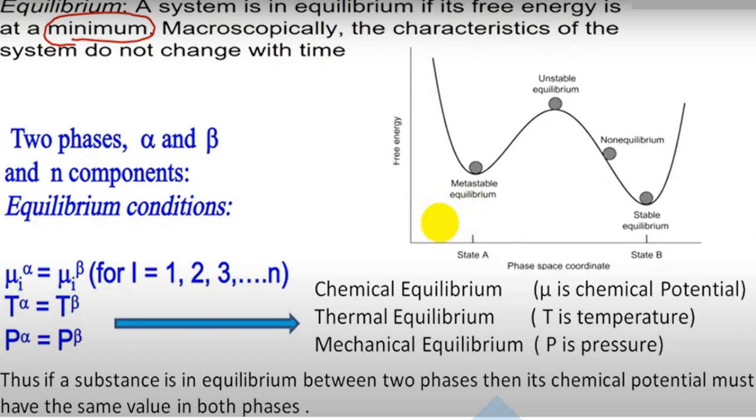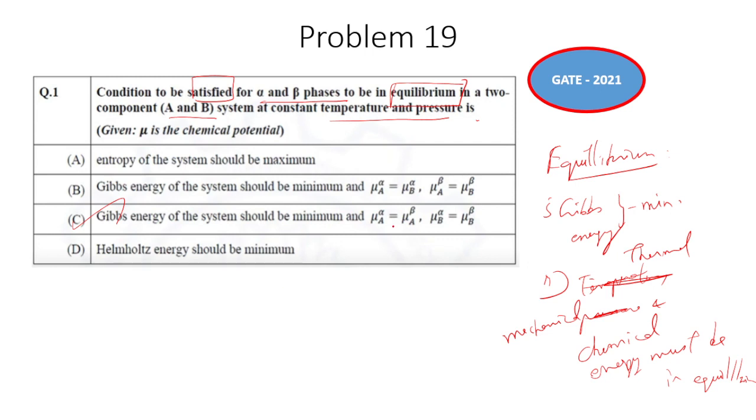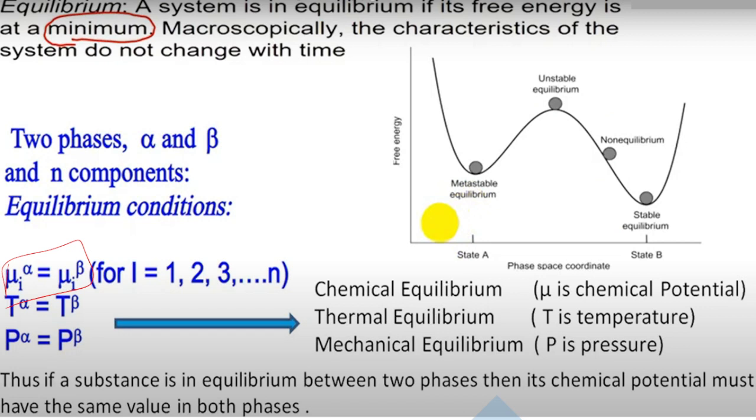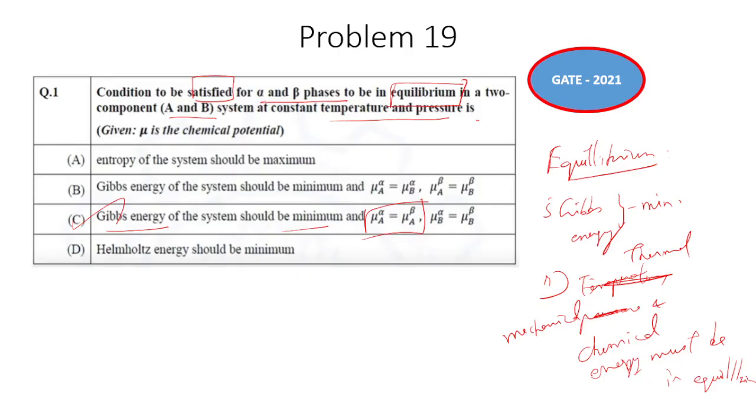You can see chemical potential is maintained across both phases. There is chemical equilibrium, and then the Gibbs energy should be at an all-time minimum. So this is the Gibbs energy, and the most stable is the lowest energy state. So option C is the answer.